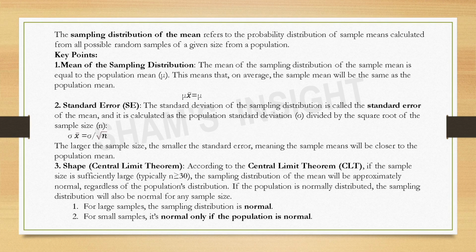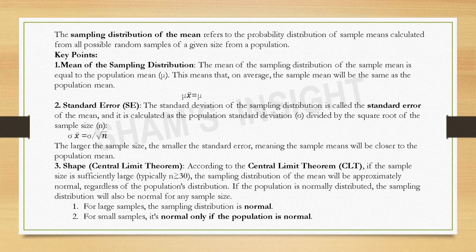So what is sampling distribution? Sampling distribution of mean refers to the probability distribution of sample means calculated from all possible random samples of a given size from a population. Now the key points are the mean of the sampling distribution, that is mu. This means on average the sample mean will be the same as the population mean. Standard error, we can calculate by standard deviation divided by square root of n, small n, that is the sample size.